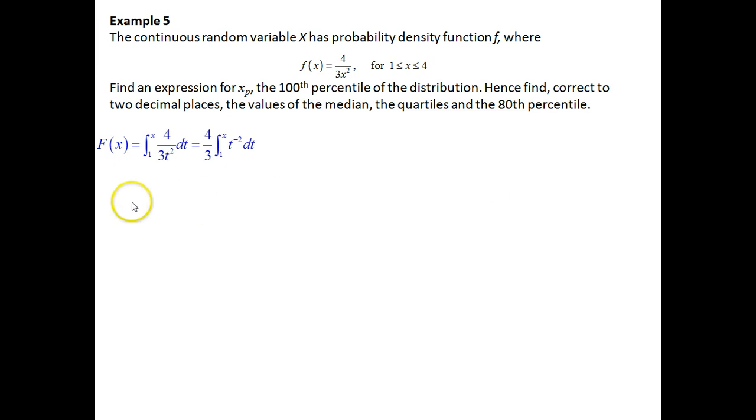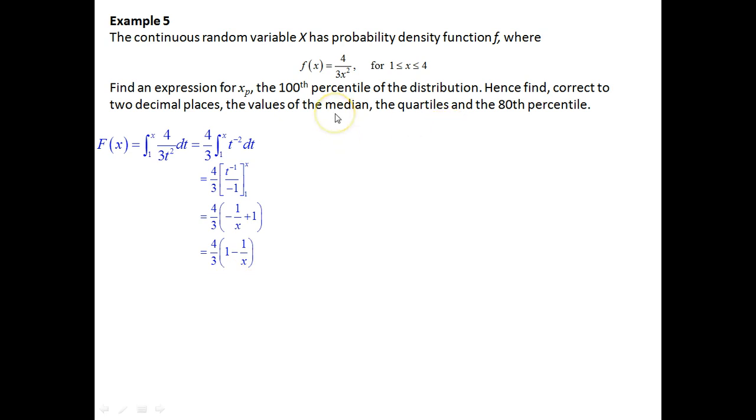So I need to get a formula for the cumulative distribution function. So up to a point x, I can take the 4/3 out, and I just have 1 over t squared, which is t to the minus 2. So integrating t to the minus 2, I get t to the minus 1. Put the value x in and the value 1. That's the same as minus 1 over t. So I go minus 1 over x, and with 1 in, I get a 1. So I can rewrite that as 1 minus 1 over x.